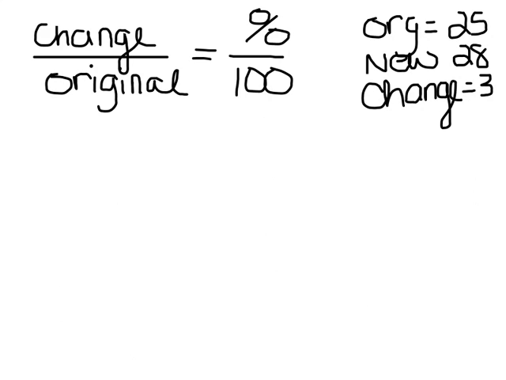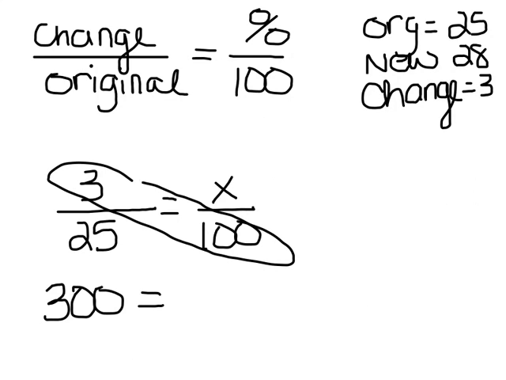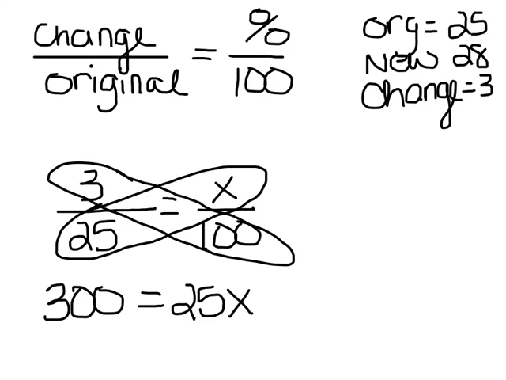And remember that this has changed 3. So now we'll plug in our information into our equation. The change is 3. Our original is 25. And we're going to set this equal to the percent, which we don't know, so x over 100. Now that we have this proportion, we can solve our problem by cross multiplying. 3 times 100 is 300, and x times 25 is 25x.